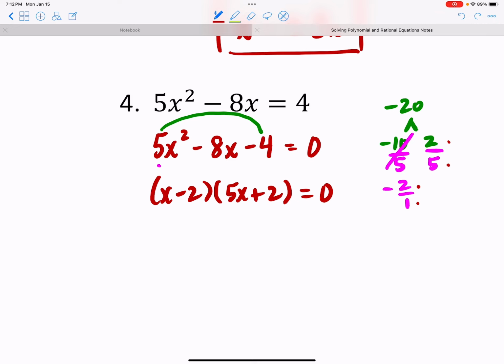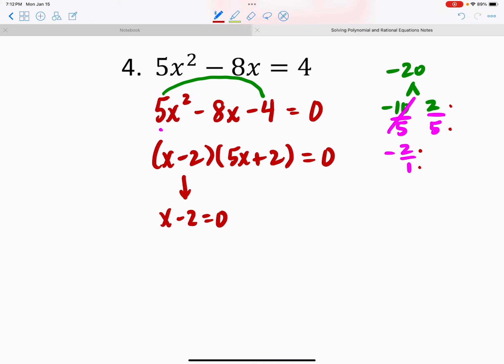My solutions are going to be the values of x that make each one of the factors equal 0. Because if I can make a 0 here, 0 times anything would make the whole equation equal 0. And the same thing with the other factor. If I can get a 0 here, then that 0 times anything here is going to make that whole equation equal 0.